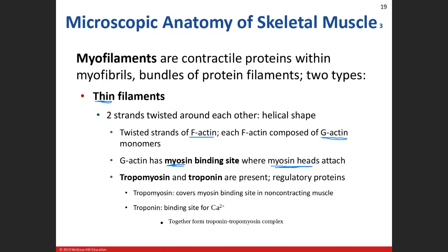Now, in a resting muscle, this binding site is blocked. It's blocked by this protein in particular, tropomyosin. Attached to the tropomyosin is troponin.